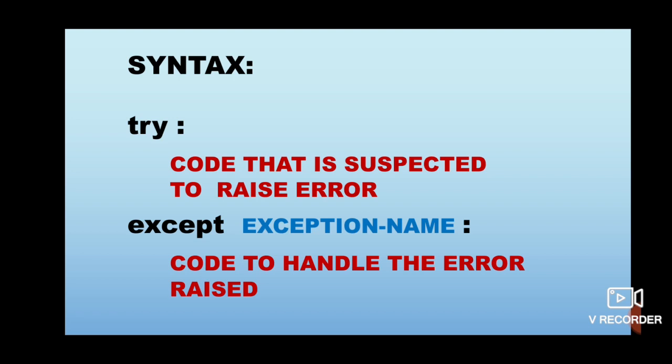And in the except block, you have to write except, and then the name of the exceptional error that is getting raised, or the exceptional error that you want to handle. I will be discussing a few common exceptional errors which occur during reading from a binary file shortly. And see the syntax: exception name, then you put a colon, and then you write the code to handle the error raised.